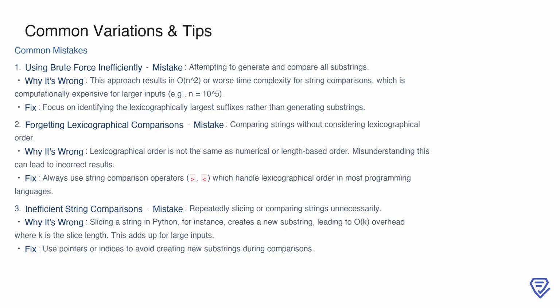Another mistake is misunderstanding how lexicographical comparisons work. Remember, lexicographical order is not based on string length or numerical order, it's based on alphabetical precedence. To avoid errors, use built-in comparison operators like greater than, which handle this correctly in most languages. Lastly, many people unnecessarily slice strings during comparisons. String slicing creates new substrings, adding overhead proportional to the slice length. A better approach is to use indices or pointers to avoid this extra cost and keep your solution efficient.